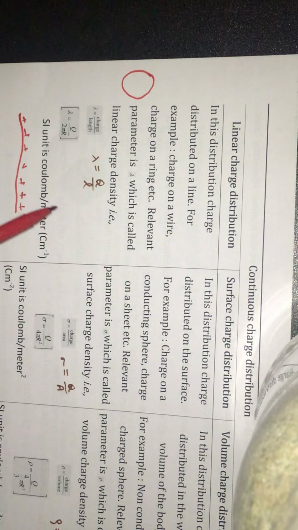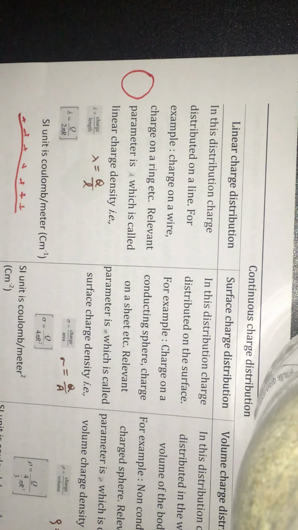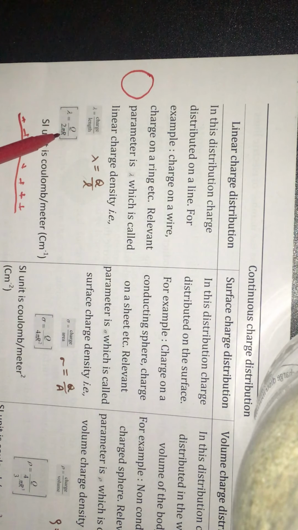In that case, we will have to think about a parameter which is known as linear charge density, normally represented by lambda. Lambda, linear charge density, is given by charge by length. So if it is a ring, then you know that the length will be equal to the perimeter, which is given by 2 pi r. Circumference is given by 2 pi r. So lambda will be charge by length, q by l, or q by 2 pi r in case of a ring. The SI unit would be charge in terms of coulomb, length in terms of meter. So coulomb per meter would be the SI unit of linear charge density.